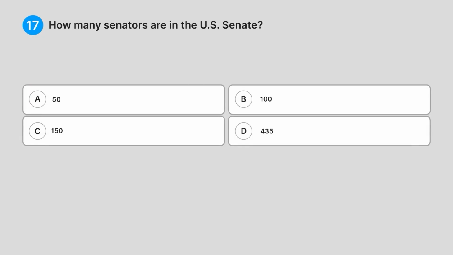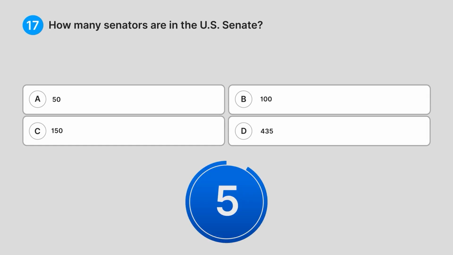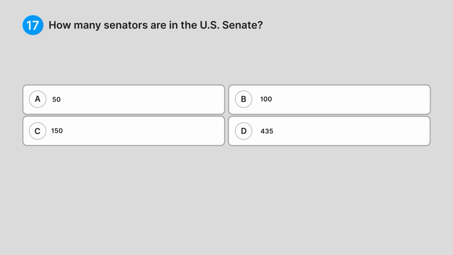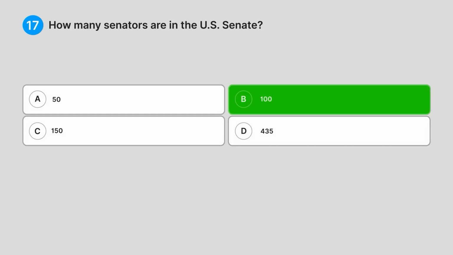17. How many senators are in the US Senate? A. 50, B. 100, C. 150, D. 435. What do you think is the answer? Correct answer, B. 100.